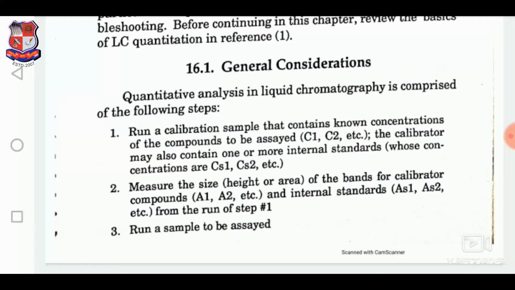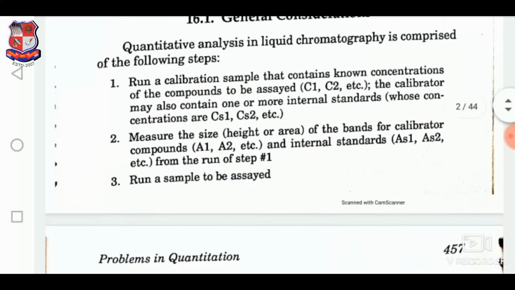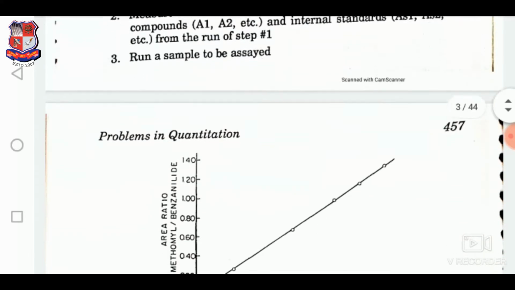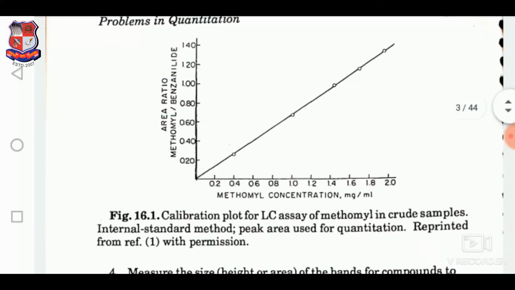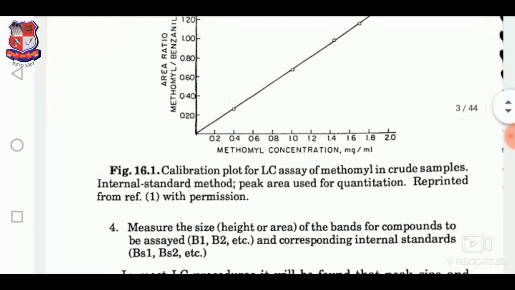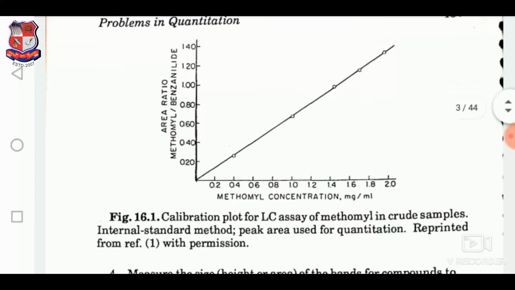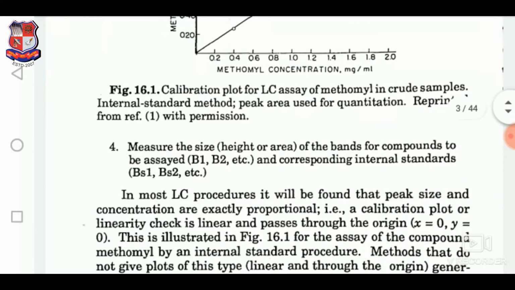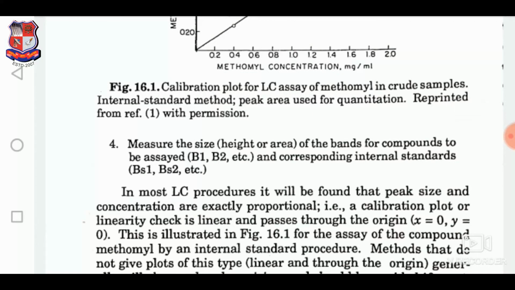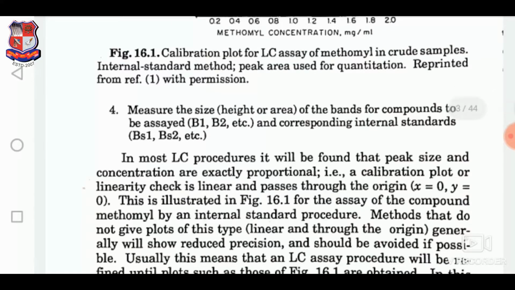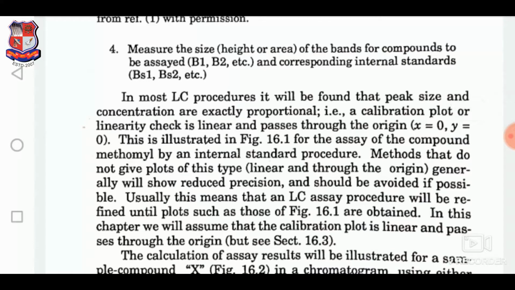Run the calibration samples that contain the known concentration. Measure the size of the bands. Run the sample to be analyzed. So first we need to have the calibration plot that is given over here. Area ratio, or area ratio if an internal standard is employed, on one axis, and on the other axis the known concentration. The fourth step in quantitation is to measure the size of the bands for the compounds to be assayed and the corresponding internal standards, if an internal standard is used.